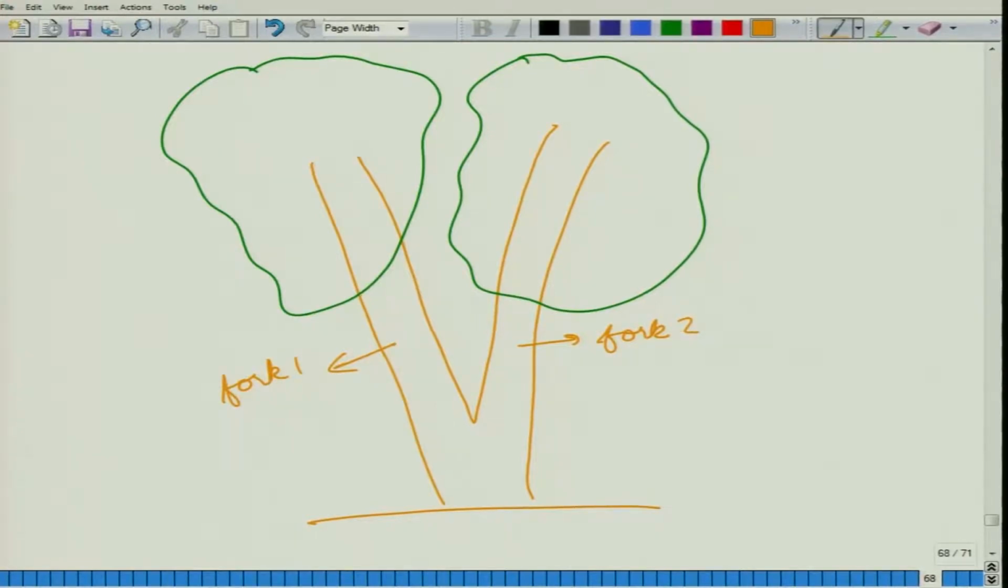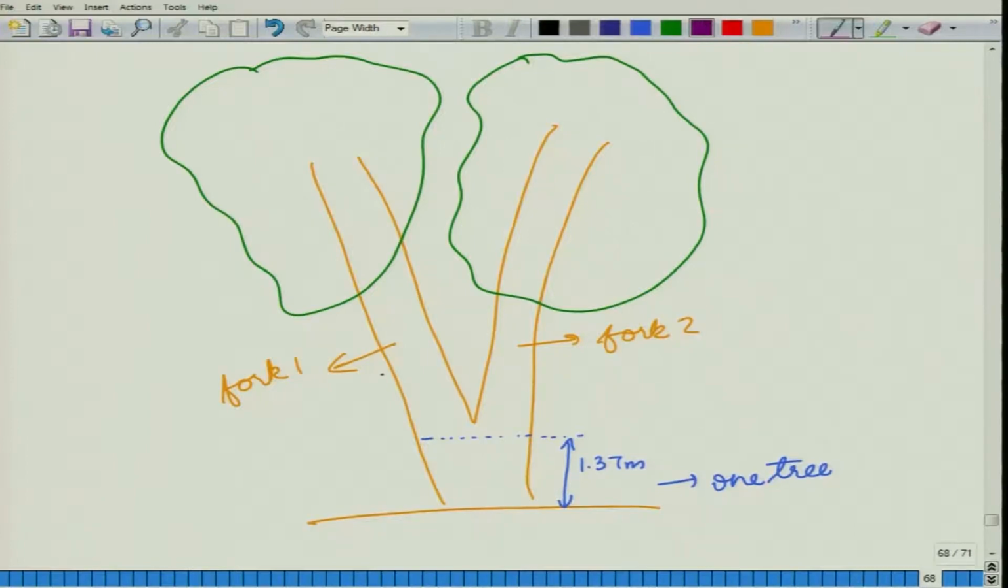The rules state that suppose in the first situation this forking occurred above your 1.37 meters. So, suppose this was your 1.37 meters and the forking has occurred above this point. In this case you will consider this as one tree and you will measure the DBH at this point.